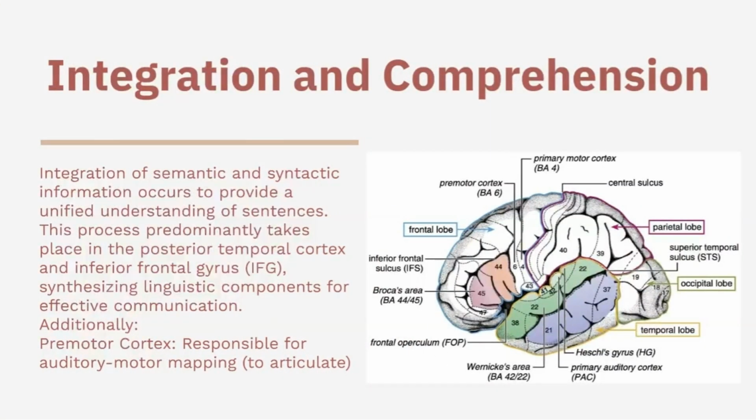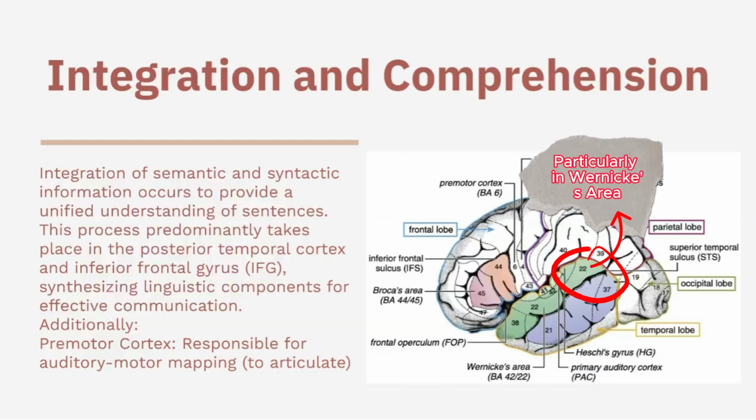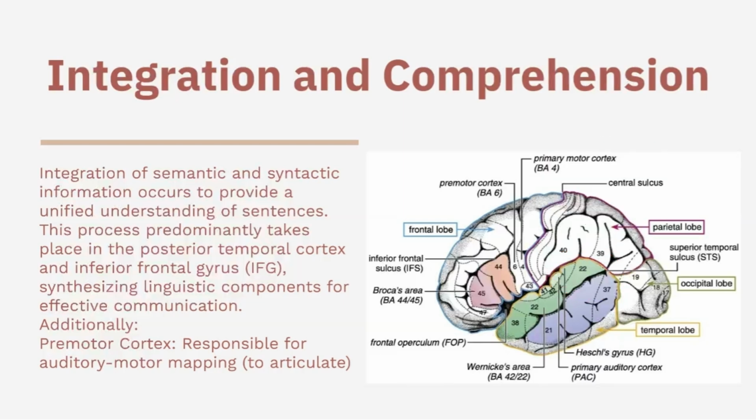Step 4, we have to put all this information together, integrate, and really understand what's going on. We combine the grammar and the meaning into something that makes sense. This happens in the inferior frontal gyrus and the posterior temporal cortex. Additionally, while we speak or listen, our premotor cortex is on standby to help us map sounds to movements so we can speak clearly. That is, it helps us to articulate.